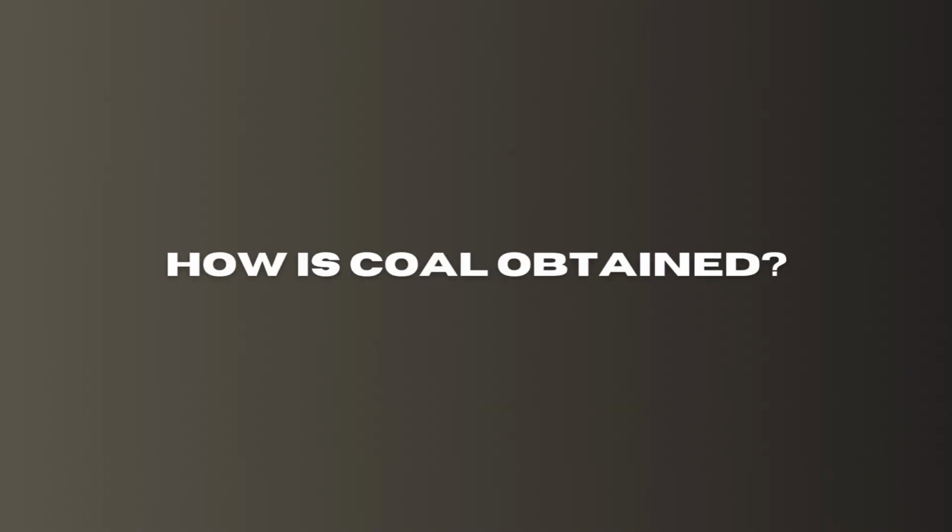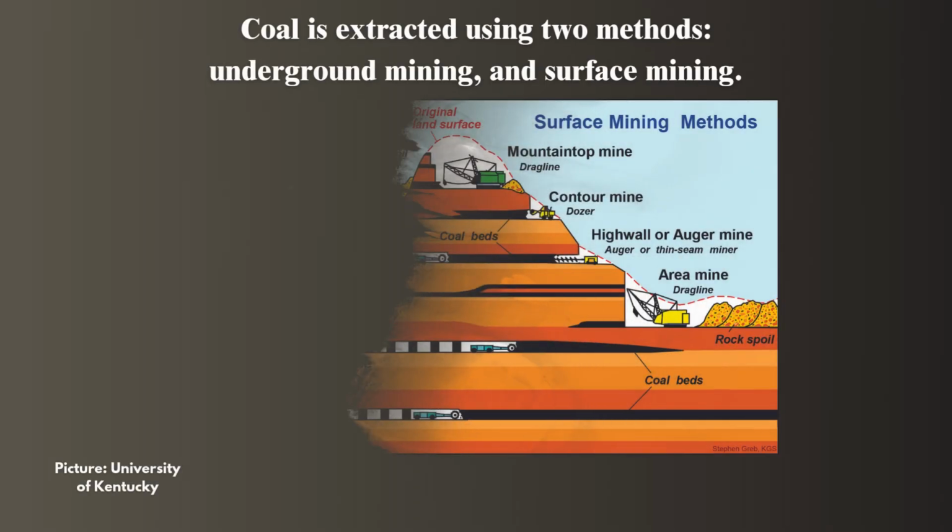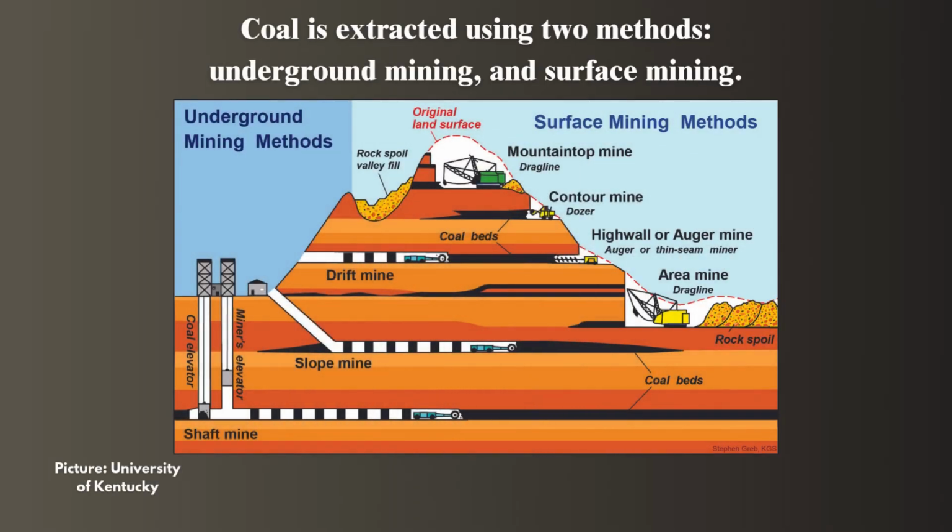How is coal obtained? Coal is extracted using two methods, underground mining and surface mining. And I'm just going to leave this up for a second so that we can all look at the chart. It's a really cool chart. And okay, I think that's been enough time.